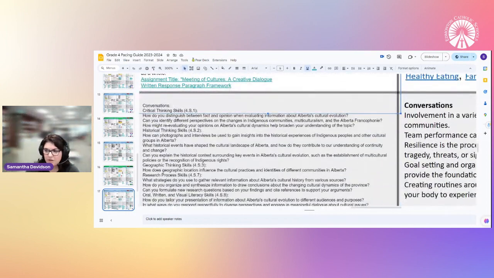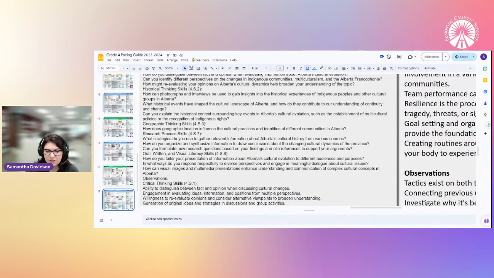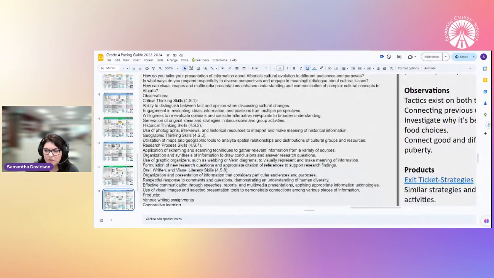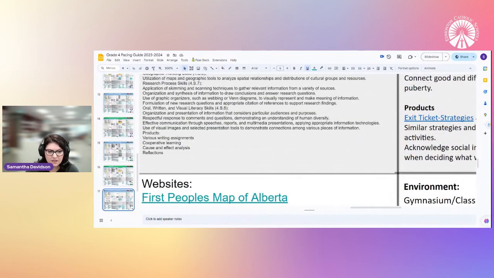As always, we have the triangulation of assessment. What are some conversations we can have to develop critical thinking? What are some conversations we can have to look at geographic thinking? What can we observe our students doing? And what various products do we have?